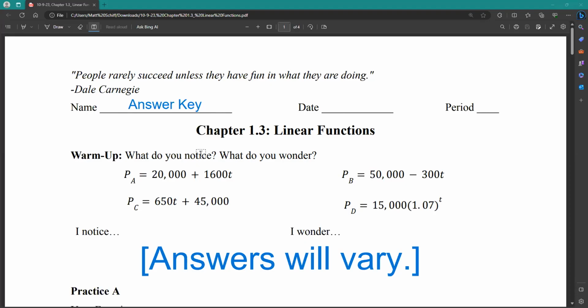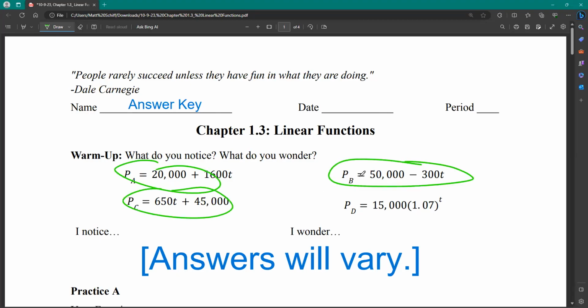For the warm-up, we do a notice and wonder activity where we're given some functions, and I can't really notice and wonder for you, so I'm not going to really talk about this. But as you're looking at this problem, just notice how structurally similar these three equations are. And then this fourth equation, it looks different. So that's something you may notice and wonder about.